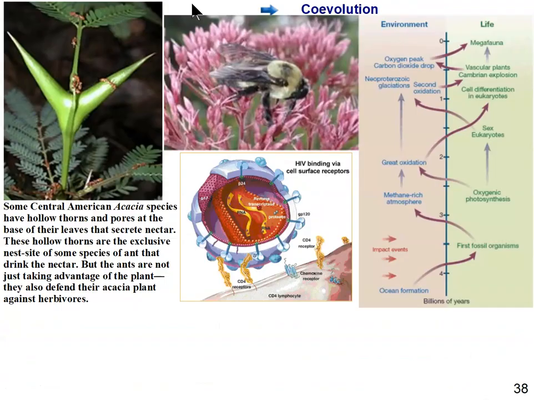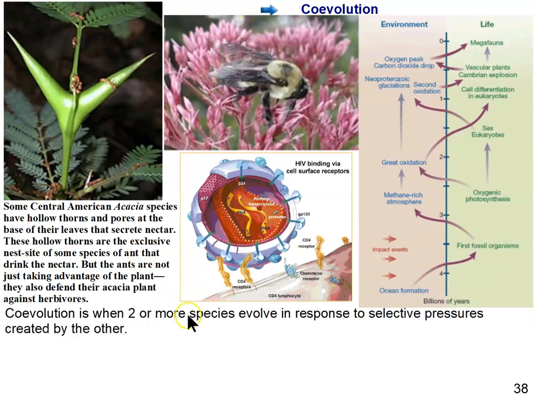So don't confuse convergent evolution with coevolution. They are kind of similar sounding words. Coevolution is something that we've seen before. It results from symbiotic relationships, both positive and negative symbiotic relationships. So what we're talking about are two or more species that evolve in response to selective pressures created by the other. In other words, they evolve together through time, and they evolve in response to changes in each other.